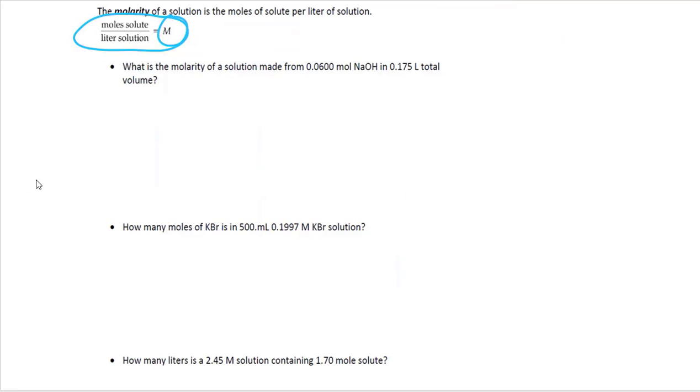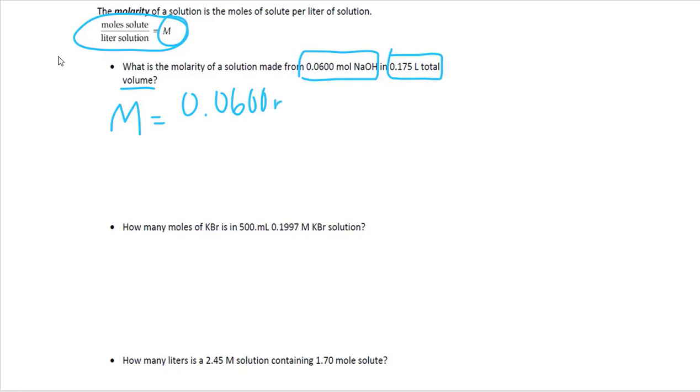We're going to go back and look at these questions. It wants to know the molarity of a solution made from this many moles of NaOH, so that's my solute, in this many liters of my total solution. Molarity is simply my 0.0600 moles divided by 0.175 liters.